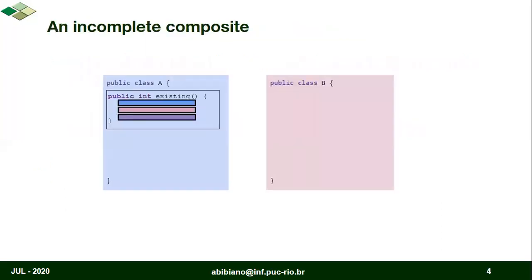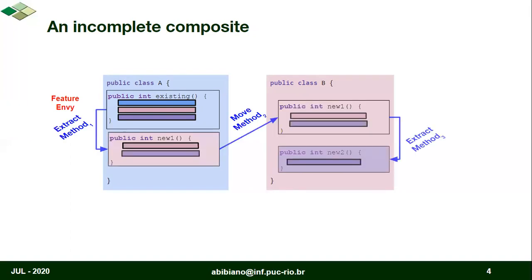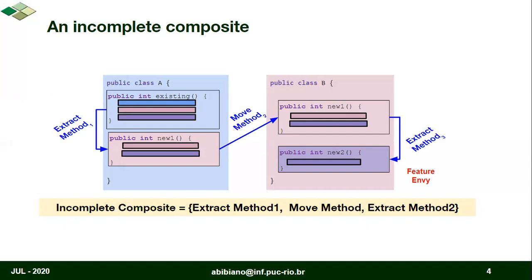Let's see an example of an incomplete composite. Let's go back to the previous example with class A and class B. We observed that the method existing has a code smell called feature envy. This code smell indicates that this method is more interested in data of other classes. The recommendation to remove this code smell is to apply a composite formed by extract methods and move method. The developer then applied a composite formed by these refactoring types, but this composite did not remove this code smell because the method was moved from class A to class B. We then have an incomplete composite to remove this code smell.